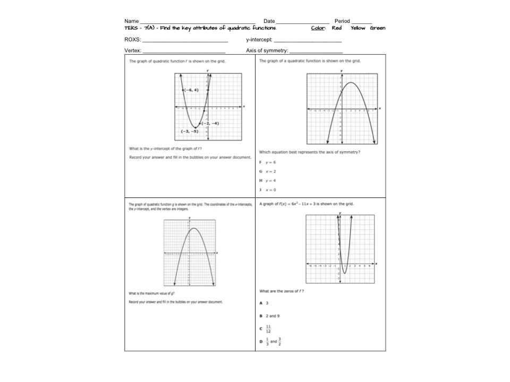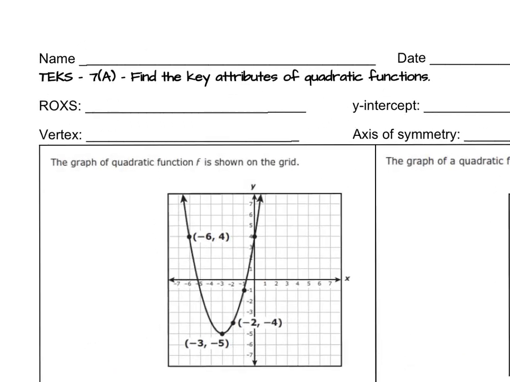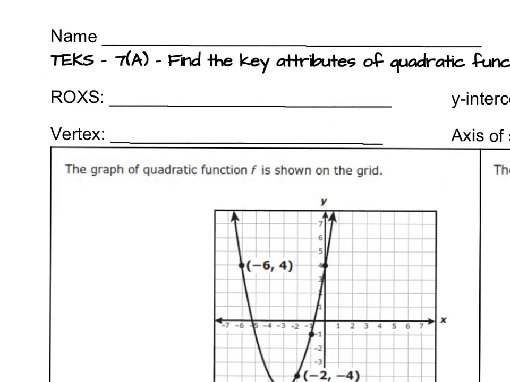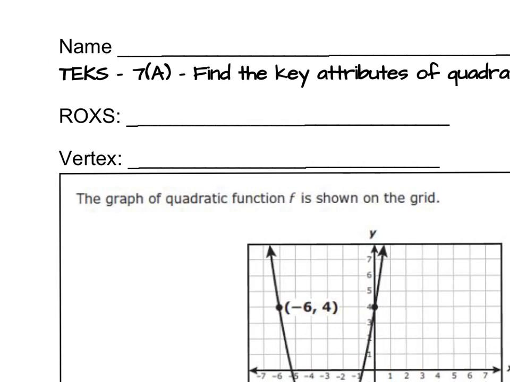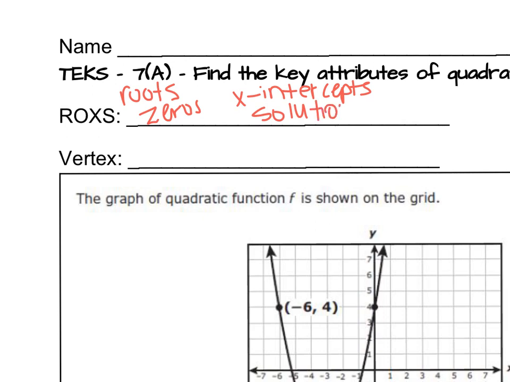Key attributes of quadratic functions. We have certain ones that we're going to look for. The first one is our roots. Now remember, all of these words mean the same thing on a graph: roots, zeros, x-intercepts, and solutions. So this is where it crosses the x-axis. So if we have our graph, this is where it's crossing the x-axis. That's what those roots are.